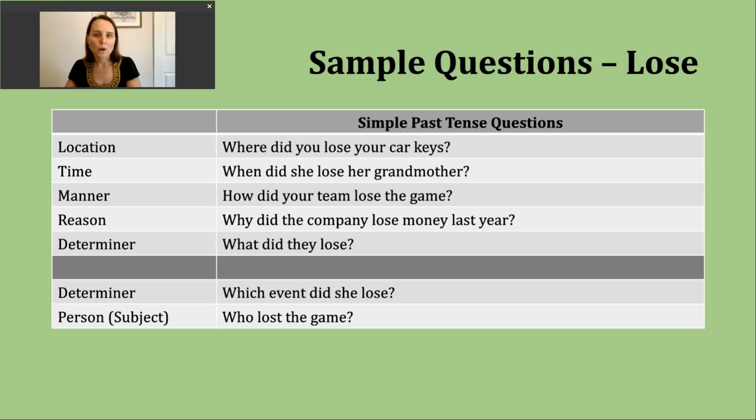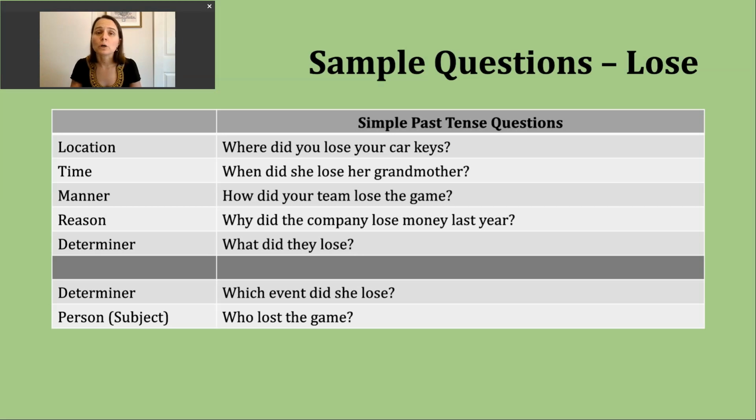The final question that follows this structure we've been looking at is a determiner. So we're asking about a thing, okay? For that, again, same structure, we're going to use the question word what. What did they lose, right? Was it car keys? Was it a book, a paper? We're asking about the object or thing there.